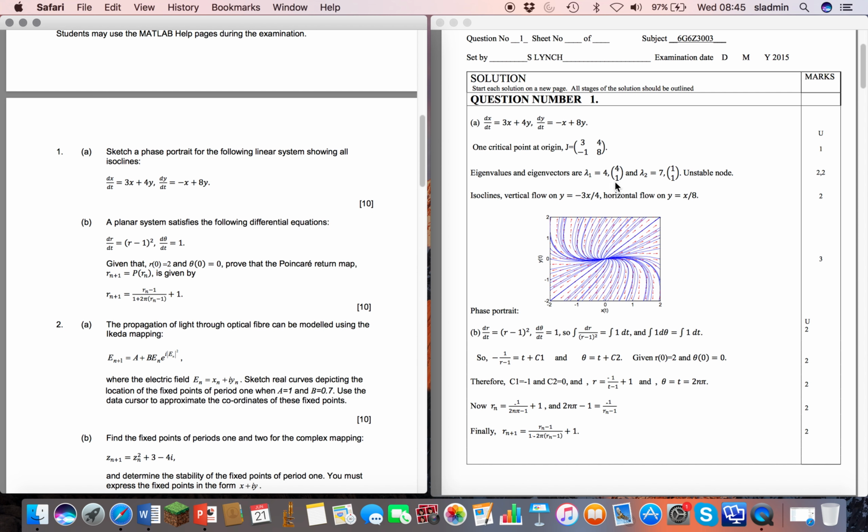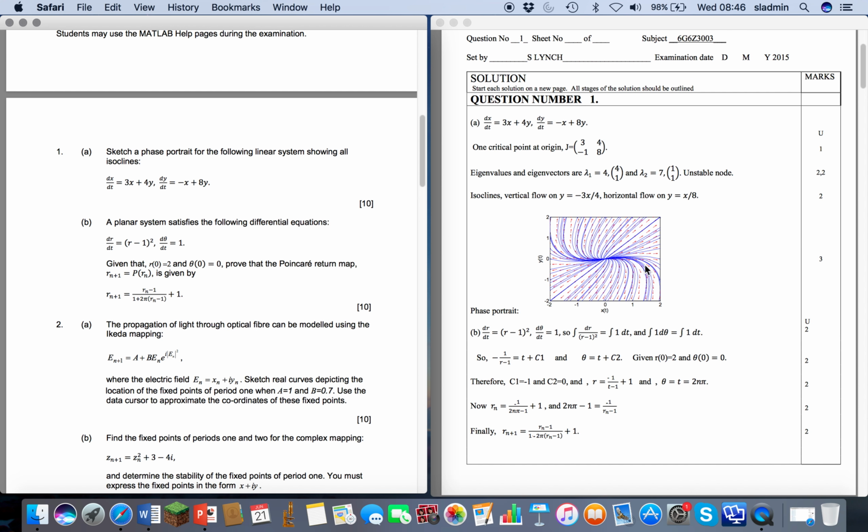Both eigenvalues are real and positive, so this is an unstable node, and here are our eigenvectors, which give the manifolds. The isoclines are given by y is -3x over 4, so that's from this expression, x dot is 0, gives us vertical flow, and y dot is 0 gives us y equals x over 8, so that's -x plus 8y is 0, gives you y is x over 8.